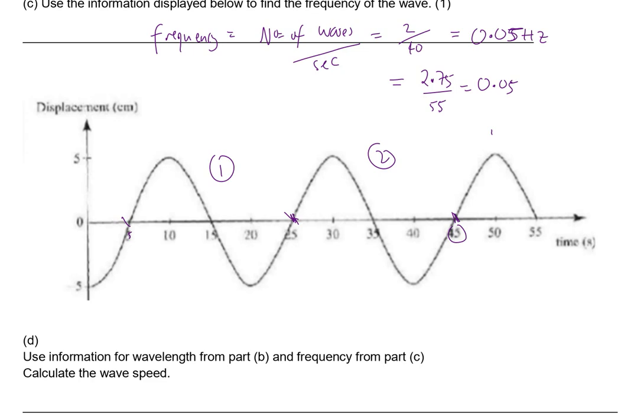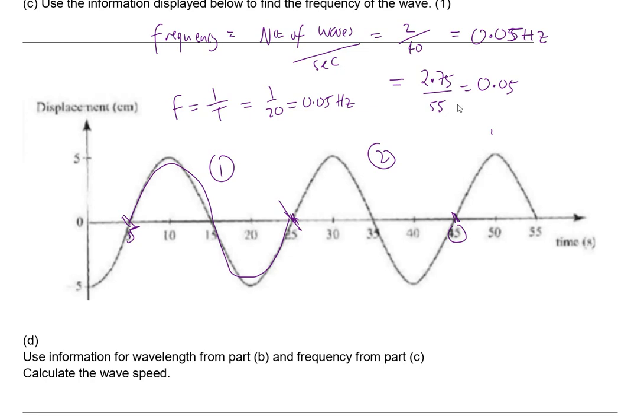Another way you can do it, for those of you who did f is equal to 1 over time period. So 1 is one wave, so one wave is from here to here. So this is one wave, and the wave took, from 5 to 25, that's 20 seconds, and this will give you the same answer there. So three ways in which you can do that.